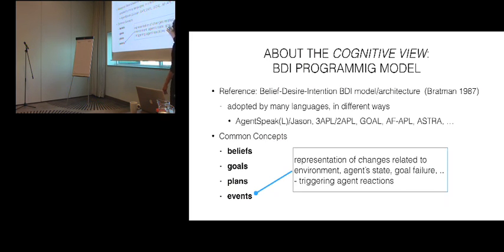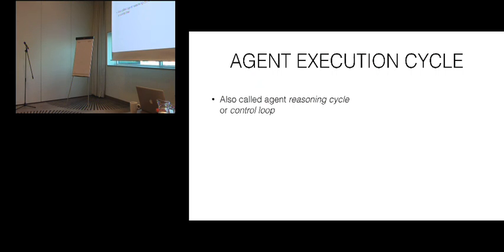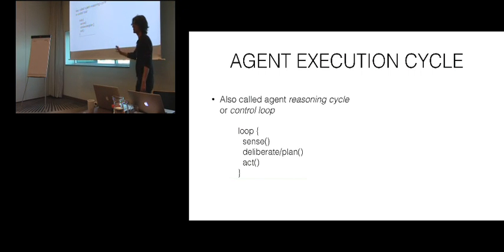For instance, a plan failure, goal failure, a change in the condition of the environment, and so on. And there is a point that will be developed, I guess, also by Jean-Jules, which is very important for defining the semantics of agents. So agents are this kind of autonomous component. How do they work? They are based on an execution cycle, also called a reasoning cycle or control loop, that is continuously running without blocking, never blocking. An agent is never blocked.